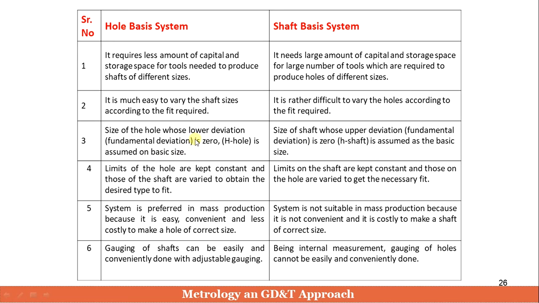So size of the hole, whose fundamental deviation is zero, is assumed as a basic shaft. That means in terms of H hole, we'll try to understand what exactly H hole and H shaft mean in our next slides. So gauging of shafts can be easily and conveniently done with the help of adjustable gauges. So these are the differentiations and why we go for hole basis instead of shaft basis system.